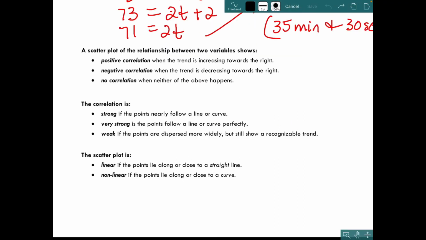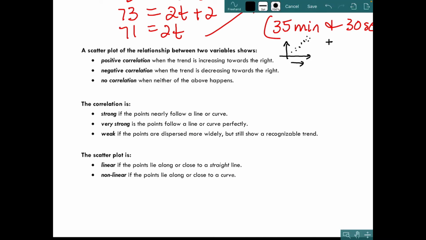At the bottom of the page, we have some definitions. So first it says a scatter plot of the relationship between two variables shows a positive correlation when the trend is increasing towards the right. So what that means is if we have a graph and the trend is increasing, so it's going up as we move towards the right. So as we move towards the right, the points are going up. That's a positive correlation, just like a positive slope.